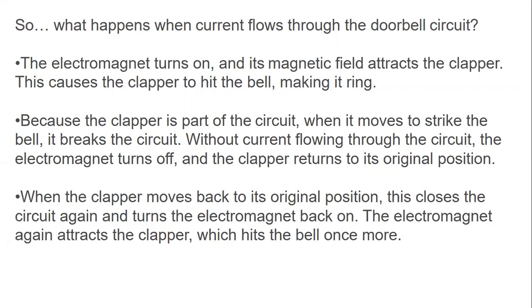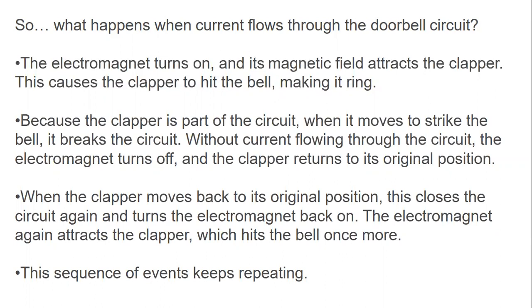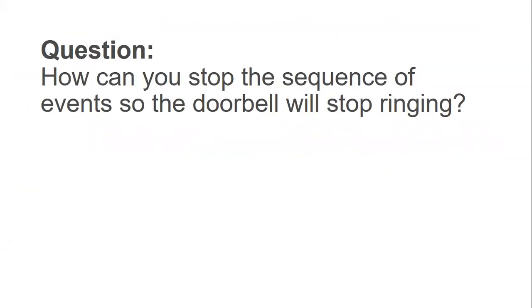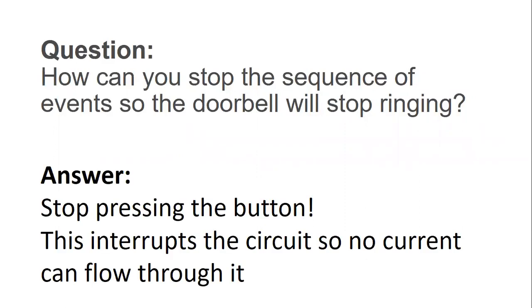When the clapper moves back to its original position, this closes the circuit again and turns the electromagnet back on. The electromagnet again attracts the clapper, which hits the bell once more. And this sequence of events keeps repeating over and over. So how can you stop the sequence of events so the doorbell will stop ringing? You guessed it, stop pressing the button. This interrupts the circuit so no current can flow through it.